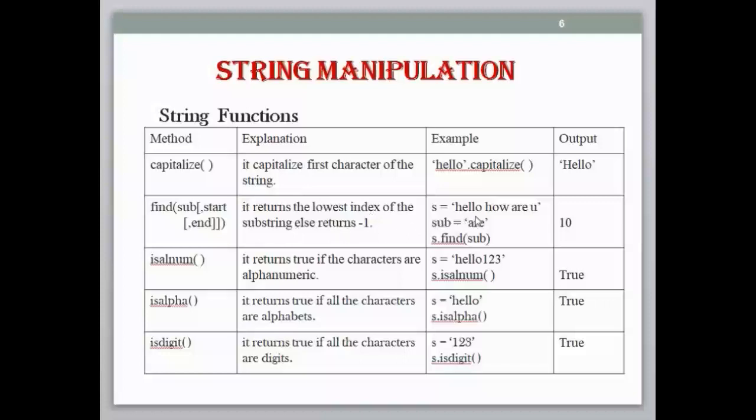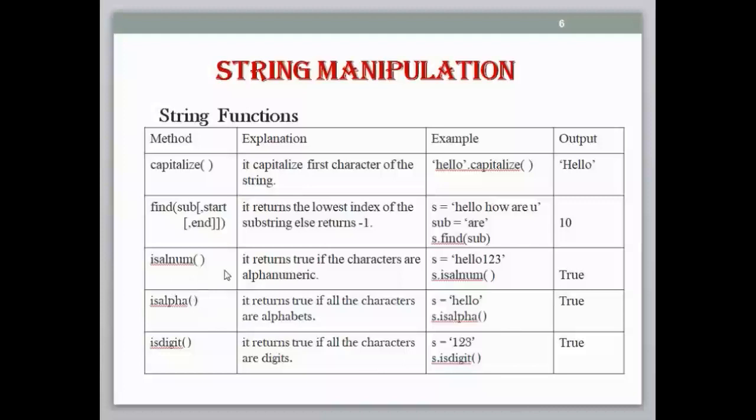So if S is equal to hello, how are you? And the sub is R. Now you have to find R in S. So you will write S dot find sub. It will start from 0, like 0, 1, 2, 3, 4, 5. The gap will be counted. 6, 7, 8, 9, 10. So the answer will be 10.